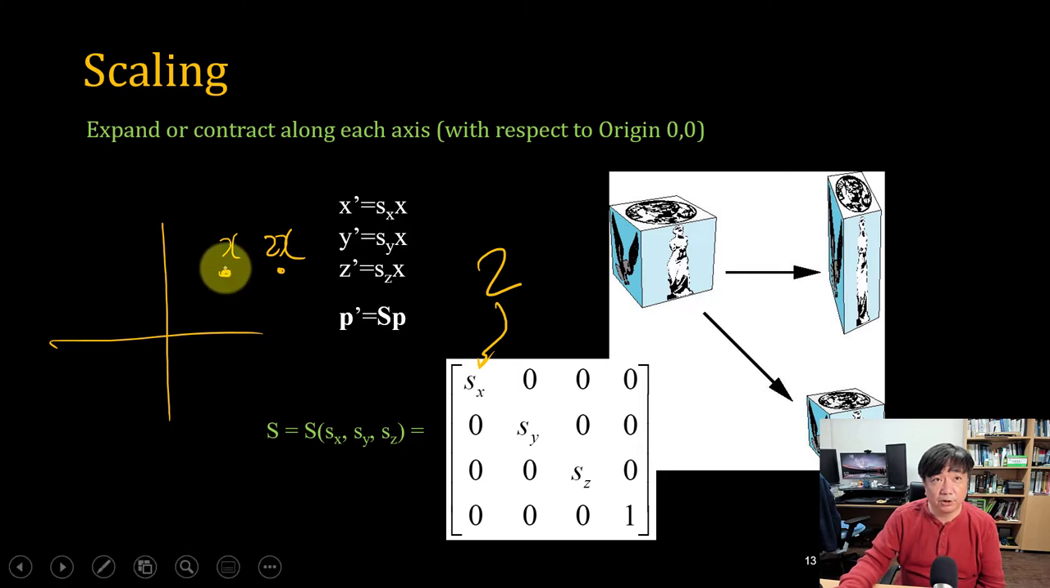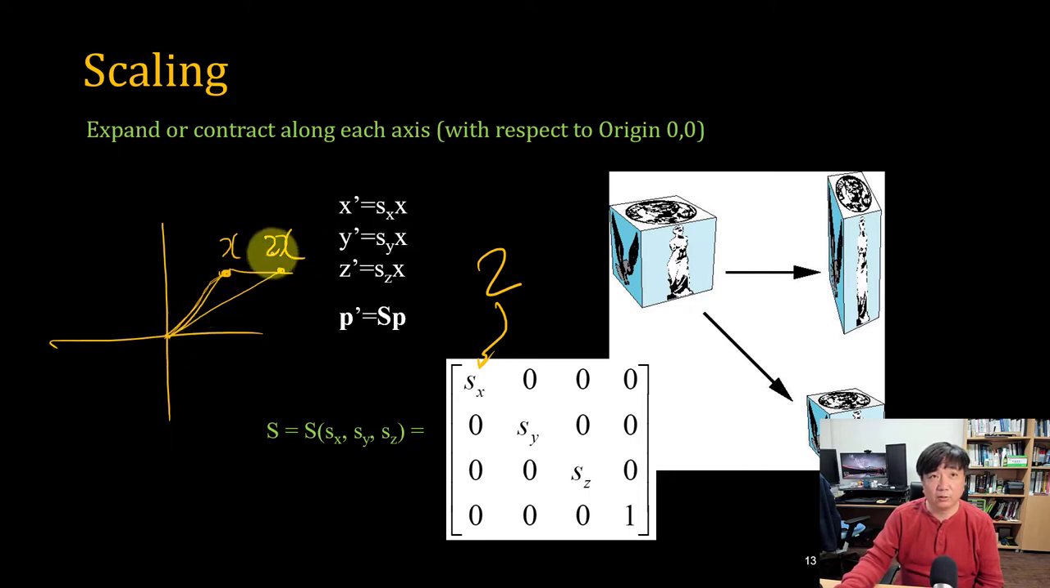So the vertex position is changed with the scaling value with respect to the origin. With respect to the origin 0,0, it changes with the scaling value multiplied to the vertex value. Okay, so it is simple.